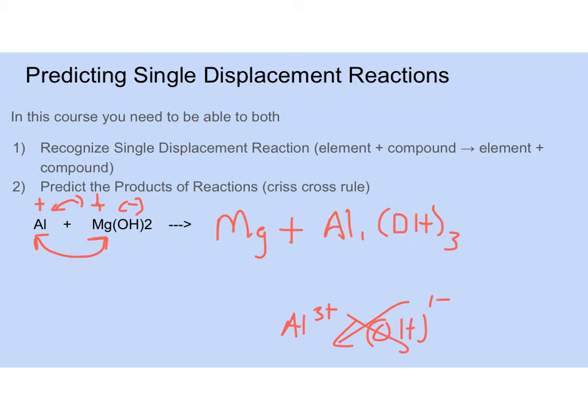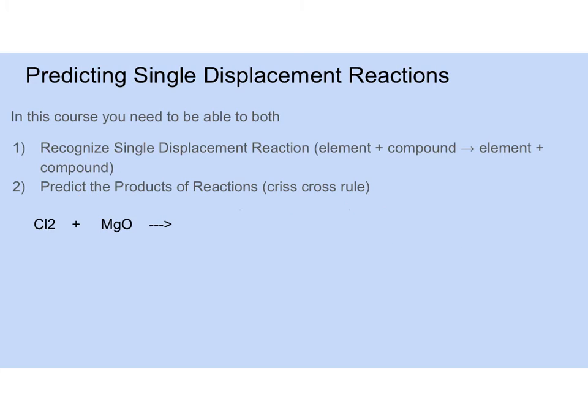Okay. Now let's go through another example. Now I have chlorine acting on my ionic compound magnesium oxide. So here's my element, the chlorine, and then my ionic compound magnesium oxide. And again, it's a good idea to start with, well, this is going to be negative because it's chlorine. My magnesium is going to be positive, and then my oxygen is also negative.